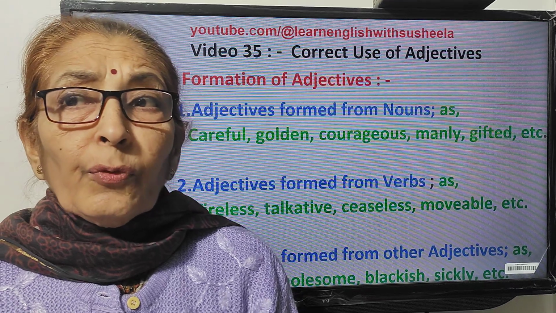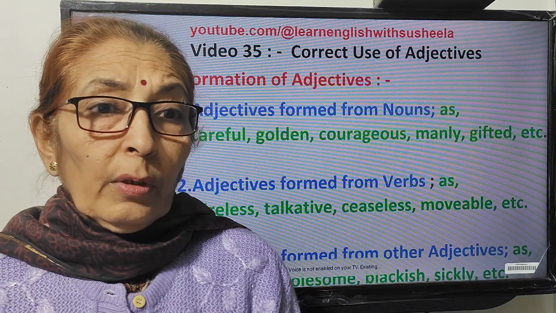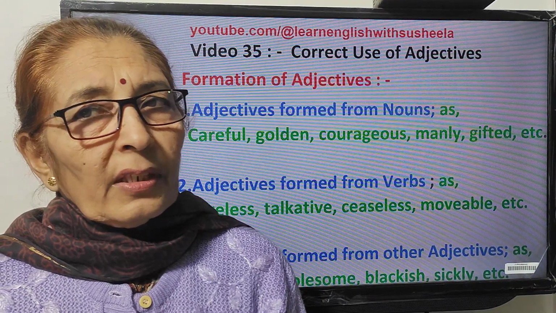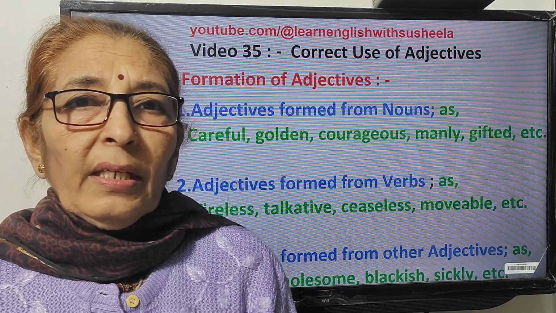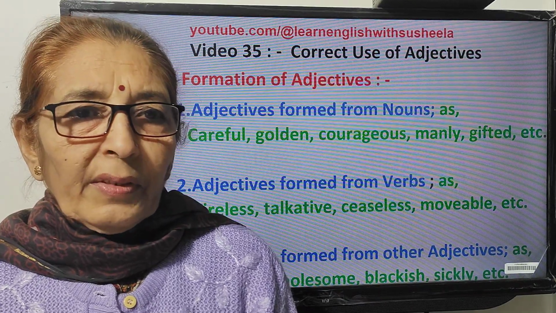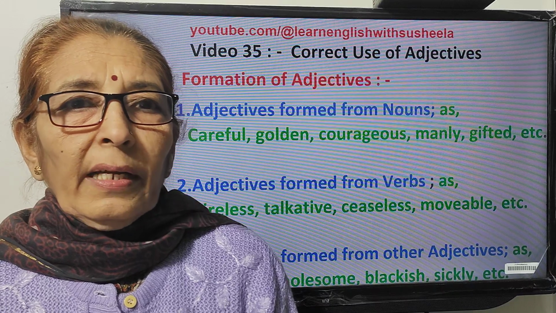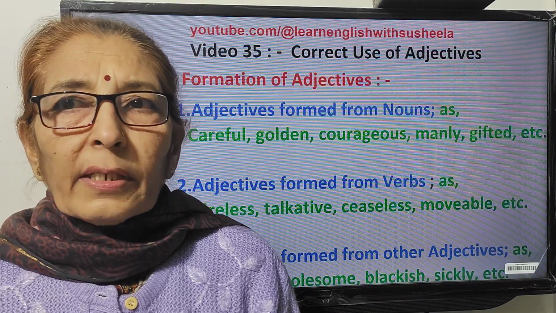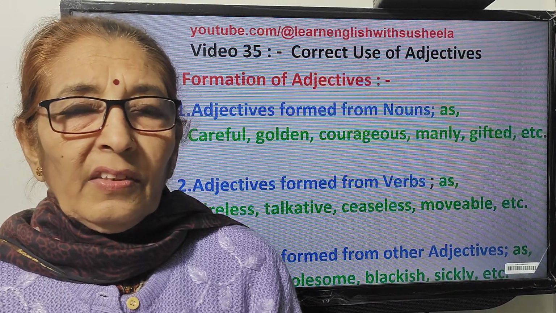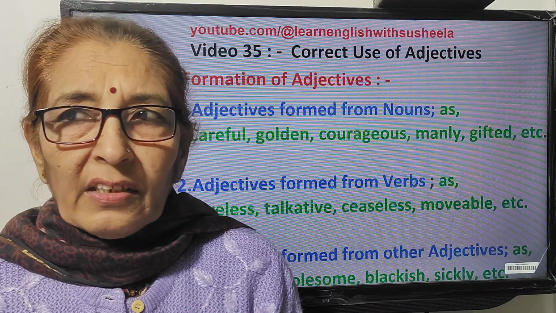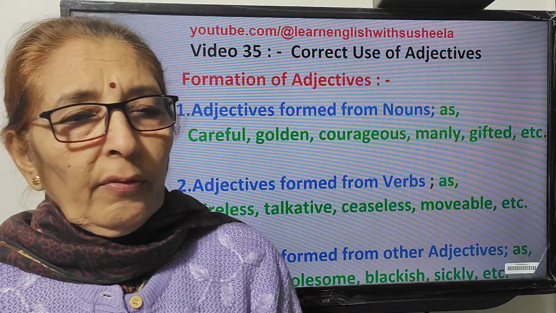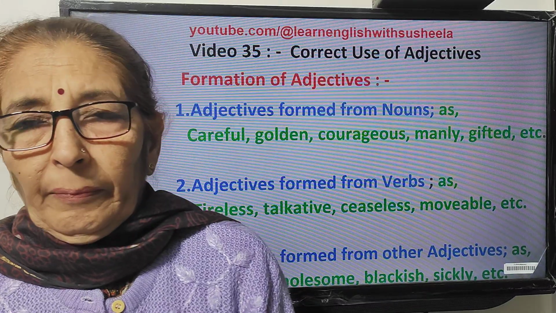Second, adjectives formed from verbs. From verbs also we can make adjectives. Just as tire is a verb and we can make the adjective tireless. In the same way, talk is a verb and we can make the adjective talkative. Cease is a verb and ceaseless is an adjective. Move is a verb and we can make the adjective movable.